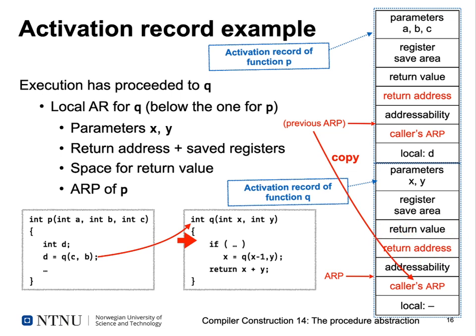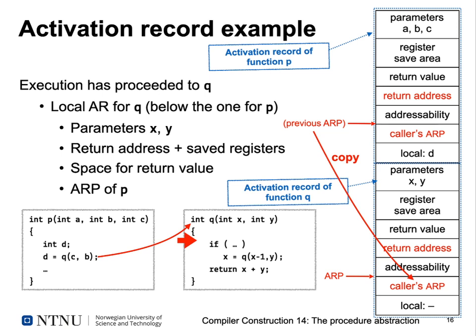And finally, we have our pointer to our caller's activation record added here. So what is happening is that the activation record pointer, which is usually one of the processor registers, is actually first saved here before we then overwrite it and set our new activation record pointer for procedure q to this location here, so pointing to its own activation record.